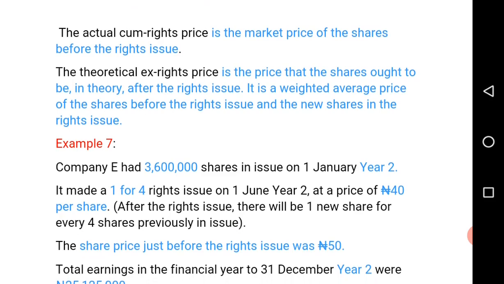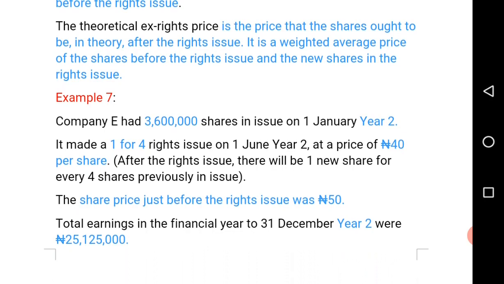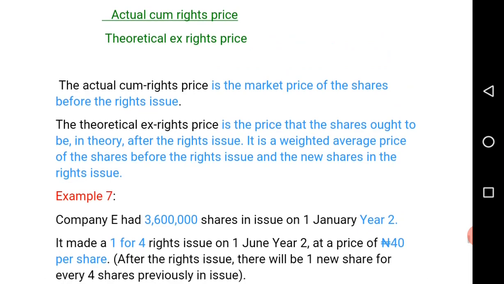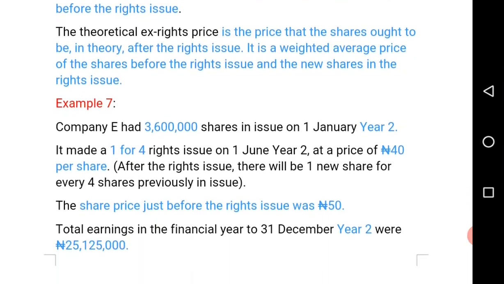After the rights issue, there will be one new share for every 4 shares previously in issue, as we said before. The share price just before, that is the actual rights price, was 50 naira. So now the real price of the shares is 50 naira, but they decided to give us rather at 14 naira. So we have a 10 naira discount there.